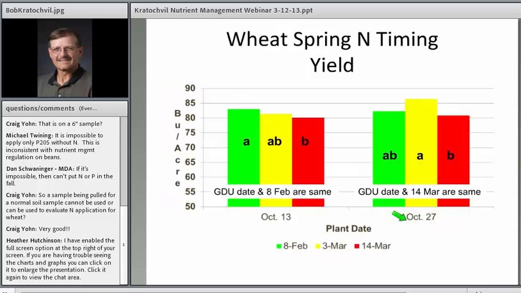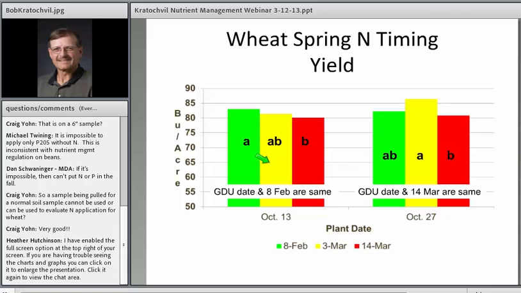What kind of response did we see? Well, I'm showing you the yield response for 3 different application dates: 8th of February, 3rd of March, and 14th of March. The reason we only have 3 application dates is because for the early plant date, our February 8th application date was actually the same as the date that we accumulated our 1,200 growing degree units. Then we had our March 1 date, or as close to it as possible. It was actually March 3rd. And then we had our late date, March 14th.